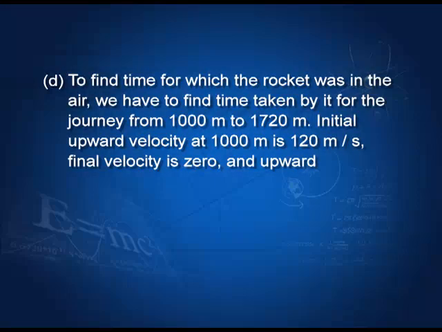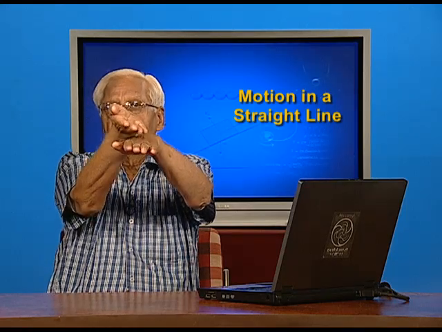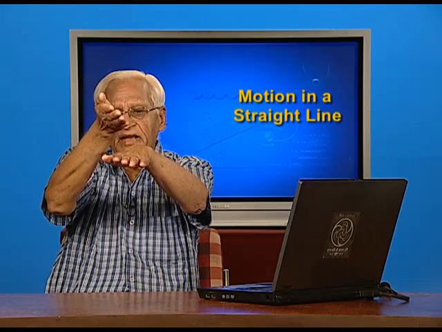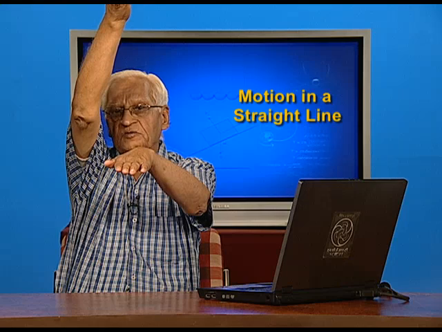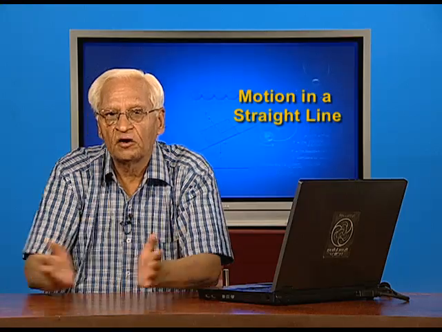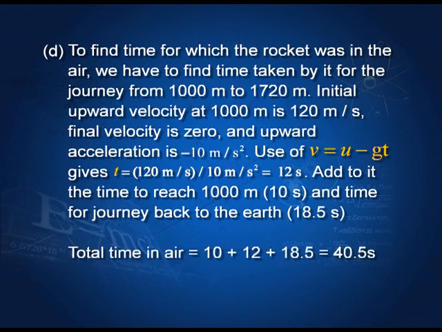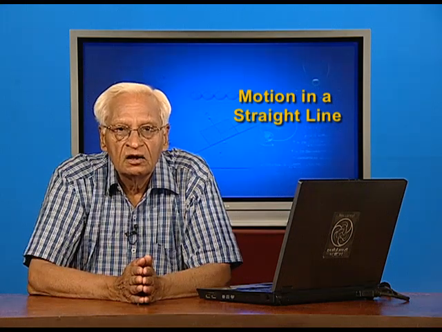To find the time for which the rocket was in the air, first we have to find the time for the rocket to reach 1000 meters, that was when the acceleration was 4 meters per second square. Then it goes up 720 meters. We have to find the time from this point to the point where it acquires 0 velocity, and then the total time coming down. If we find all these times using v equal to u minus g t, in all three cases we get the total time in air is 10 plus 12 plus 18.5, that is 40.5 seconds. So, the rocket in all takes 40.5 seconds.